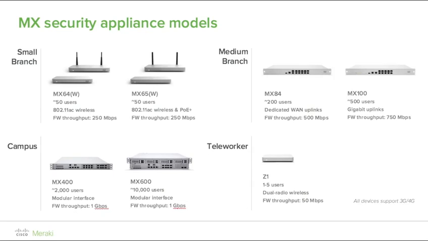The MX400 and 600 are our large campus devices. They're modular platforms supporting a range of interface types, including copper GigE, SFP GigE, and SFP plus 10 GigE. Redundant power supplies are included in both devices. Both security appliances have firewall and VPN throughput of 1 gigabit per second. The MX400 is capable of supporting 2,000 users, and the 600 is capable of supporting 10,000 users. The maximum connection count is 1 million and 2 million respectively.